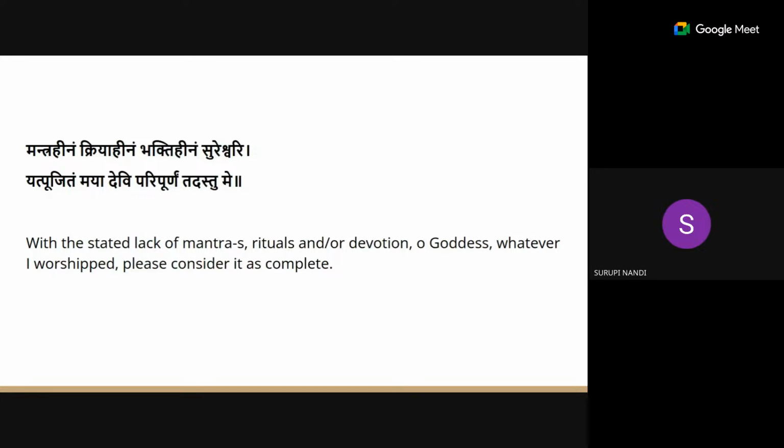Mantrahinam kriyahinam bhaktihinam sureshwari yat pujitam maya devi paripurna tadastume. Paripurnam, the dot you can see above has to be pronounced as ma. So, paripurnam, tadastume.